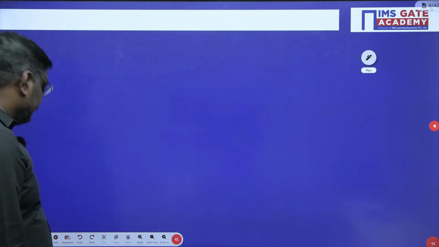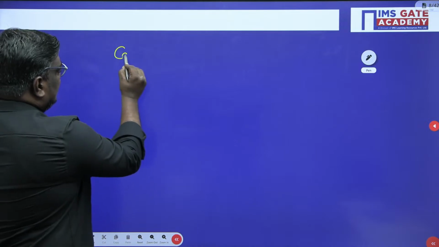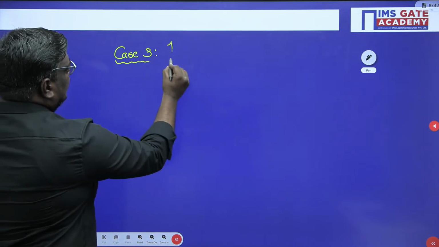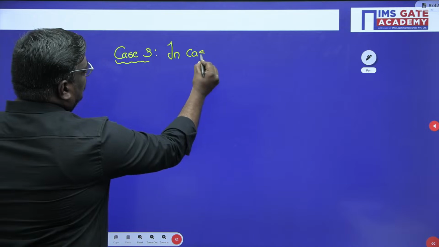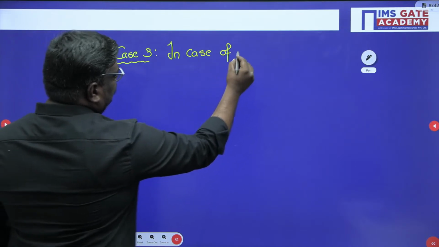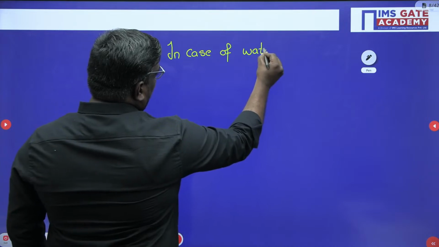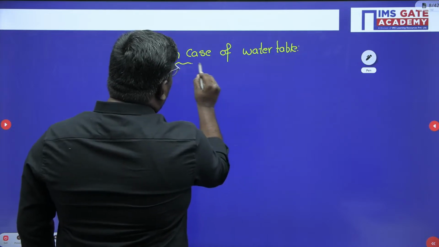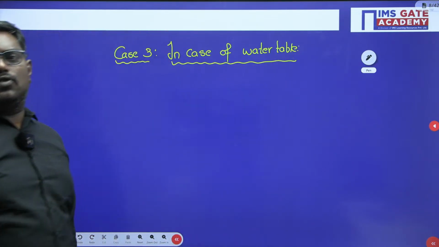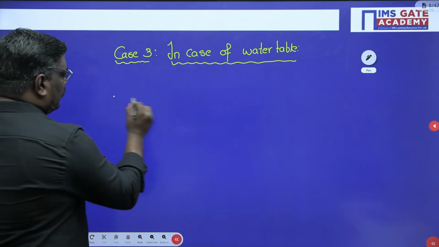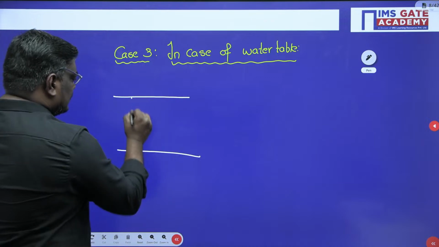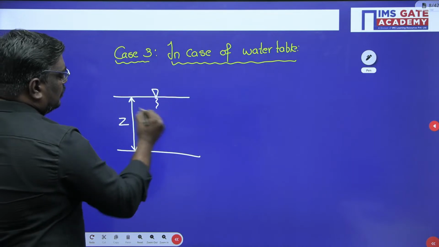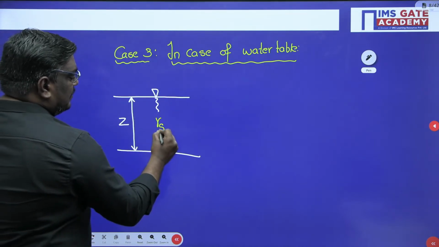Next, case 3. Suppose case 3 is in case of water table, we can write. Case 3, you can write, in case of water table. What we do in case of water table, let us understand. Gagan, I hope you are following. Suppose, students, we consider this depth as Z and the water table is at top. Okay. Now what is the condition of the soil? They might give you gamma sat.